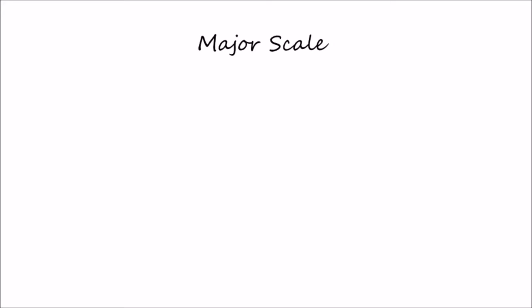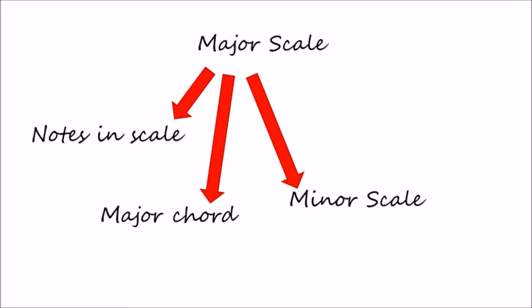Once again, we will begin with the C major scale. We know from previous videos that the major scale tells you which notes to use when you're building major and minor chords, but it also tells you what chords you'll use in a particular key. Let's just go straight to the example.